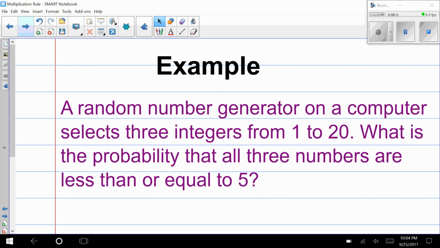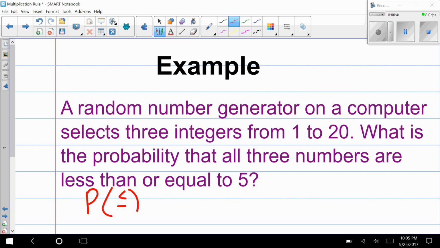Our first example: a random number generator on a computer selects three integers from 1 to 20. What is the probability that all three are less than or equal to 5? Let's start by figuring out the probability that one number is less than or equal to 5. There are 20 possible numbers this generator could choose. Less than or equal to 5, there are 5 options: 1, 2, 3, 4, and 5. 5 over 20 simplifies to 1/4.